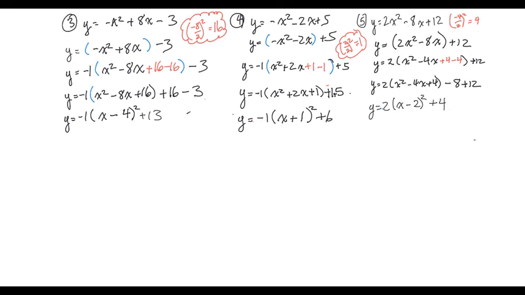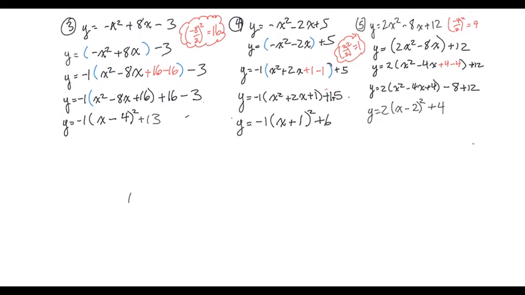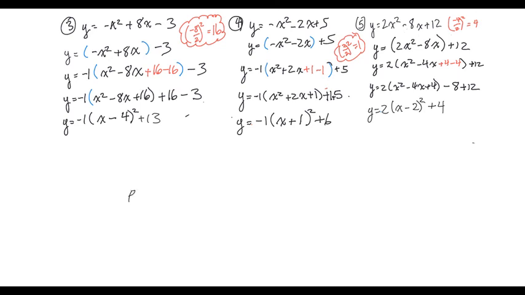Your homework for today is the following questions. We're doing page 27. Number 1A, B, C. 3A, B, C. And all I want you to do is just to put these all in vertex form.